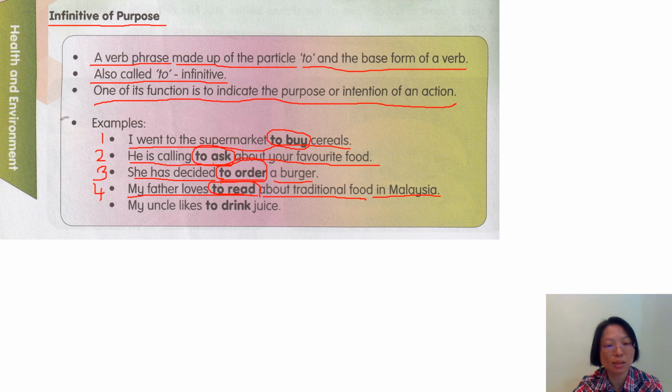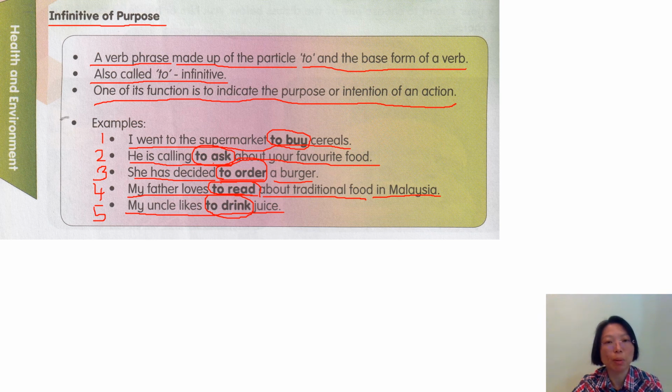So in this sentence, it tells us about the father's action of reading. Okay, the father loves to read. Okay, the last example, my uncle likes to drink juice. So the infinitive of purpose here is to drink. So in this sentence, it tells us about the action of the uncle drinking juice.